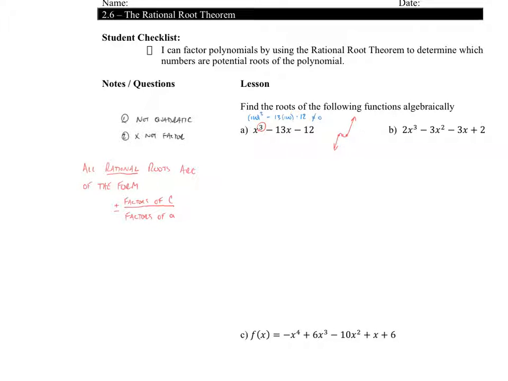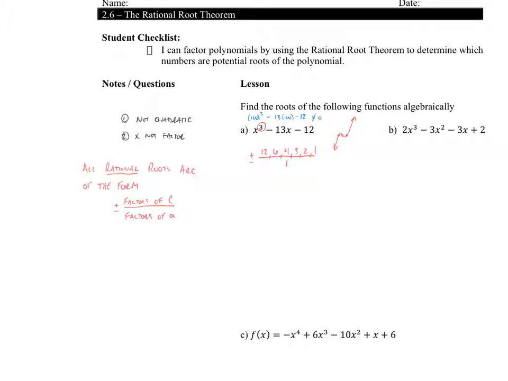What are my factors of c? Well, c is negative 12. So we could use 12, 6, 4, 3, 2, or 1. All of those are factors of 12. And what are my factors of a? Well, a is 1, so 1 is its only factor. We don't have to write the negatives because that's covered by this plus or minus. We're going to use positive or negative versions of all of these combinations.